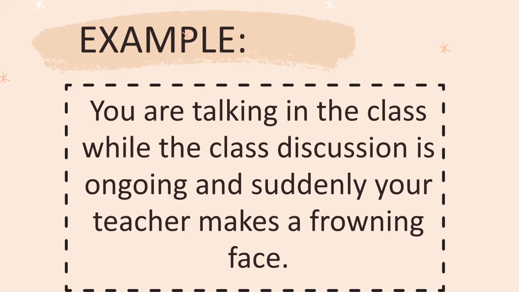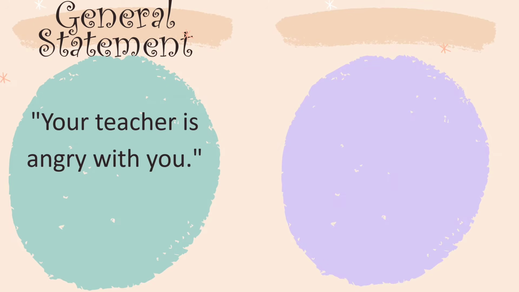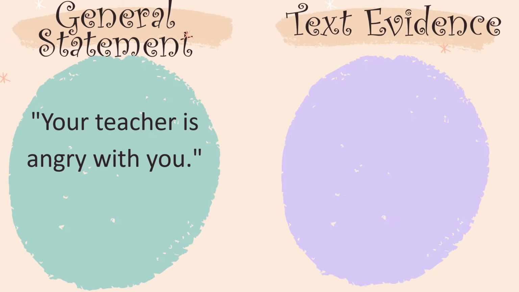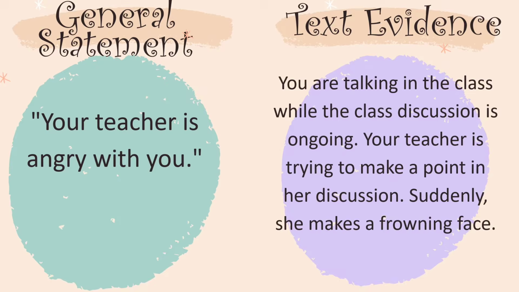Now, let me give you another example. You are talking in the class while the class discussion is ongoing, and suddenly, your teacher makes a frowning face. Let's examine the general statement and the text evidence. For the general statement, your teacher is angry with you. And the text evidence that supports this claim: You are talking in the class while the class discussion is ongoing. Your teacher is trying to make a point in her discussion. Suddenly, she makes a frowning face.